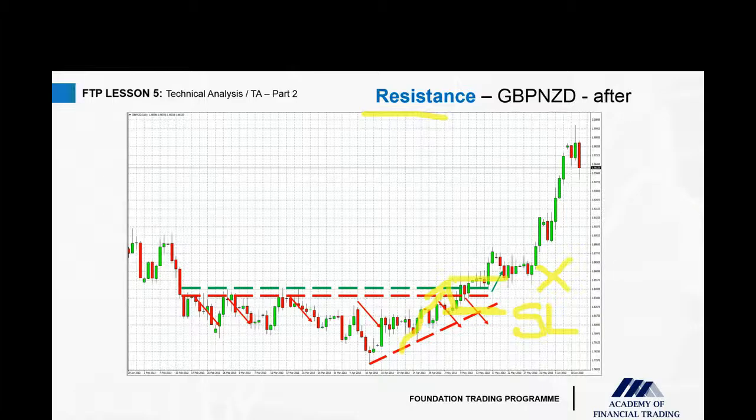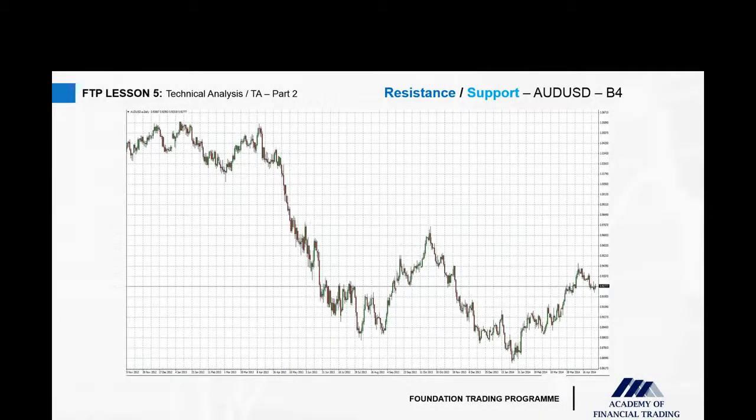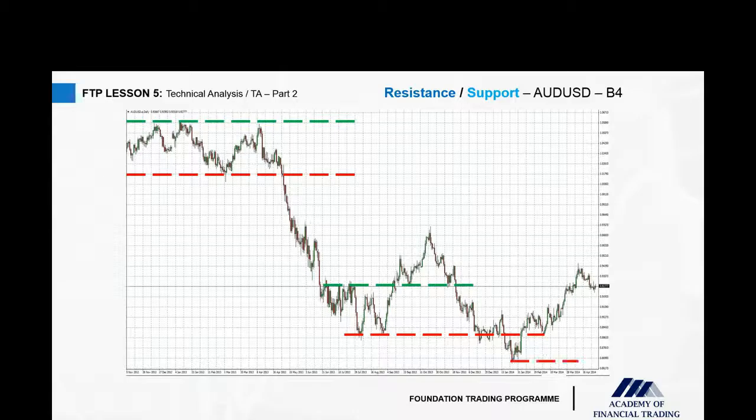And then let's have a look at Aussie US dollar. The same thing happens time and time again. We have a floor, we have a ceiling, we have a breakdown through it. We have a new floor, a new ceiling, and a breakdown through it. A new floor, a new ceiling, and this time a break up through it.